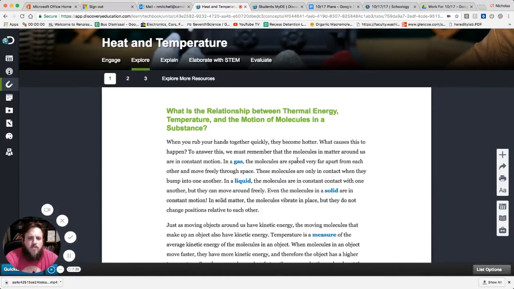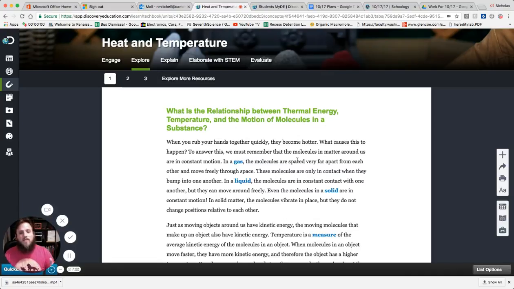So, what's the relationship here? Thermal energy, temperature, and the motion of molecules in the substance. You take your hands and move them together. You feel them warm up. Sometimes you do it in the cold. Why does this happen? Well, we have to start to think about the molecules and the matter around us.